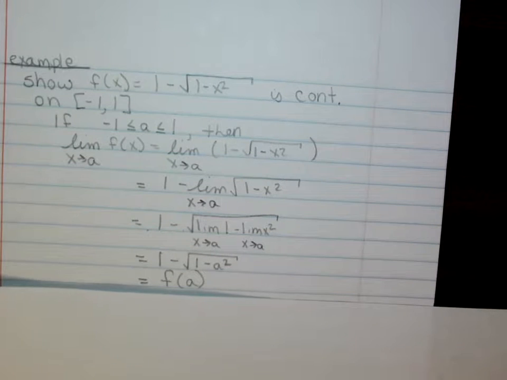Well, by the very first definition of continuity that we talked about, we have shown that it's continuous on that interval. So by the first definition, f is continuous at a if -1 is less than a is less than 1. So we just proved that. All right, moving on.